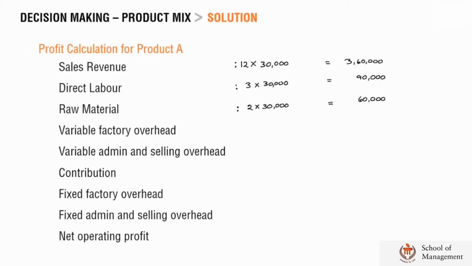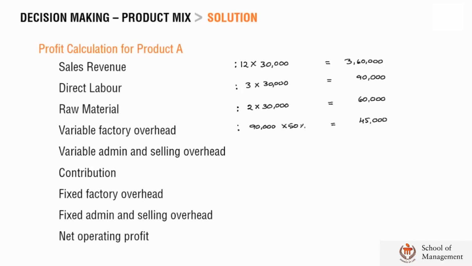Coming to overheads, we are told the factory overheads are in line with labor cost. Now, if the factory overheads are totally equal to the labor cost, the total factory overheads will be 90,000 rupees. And we are also given to understand that 50% of the factory overheads is variable. And so, the variable cost of factory will be 50% of 90,000, which is 45,000.